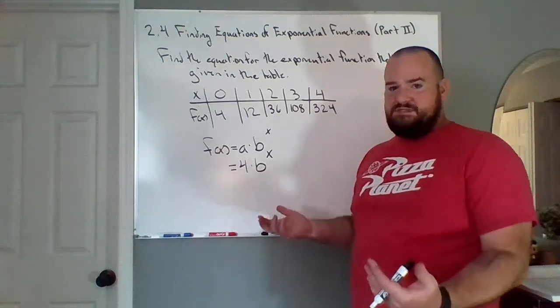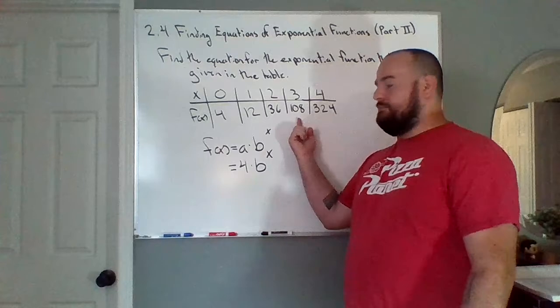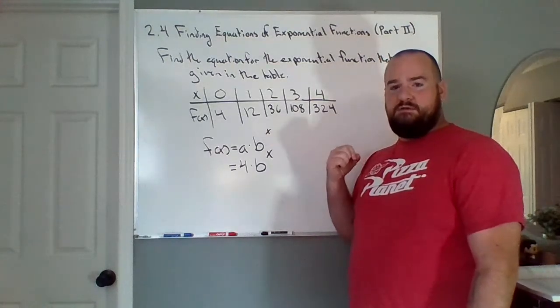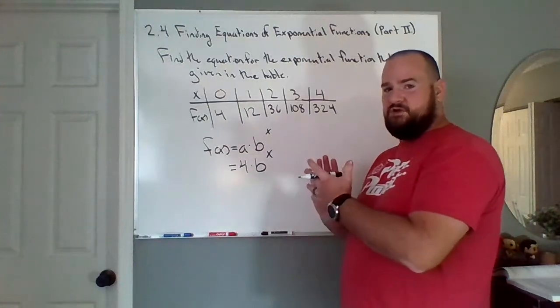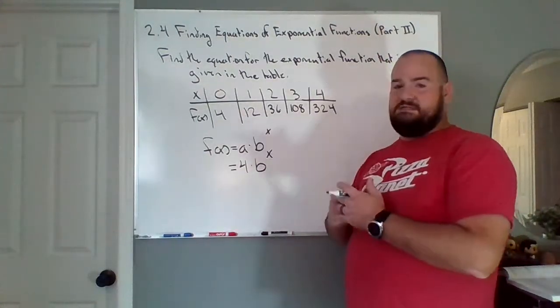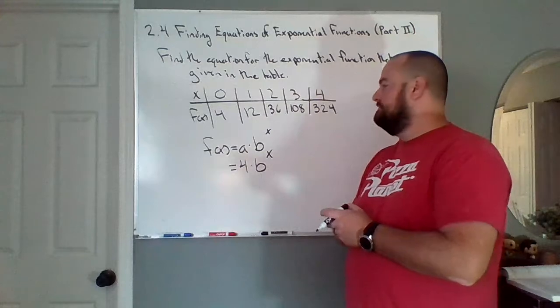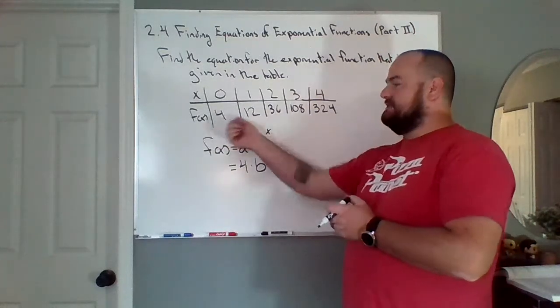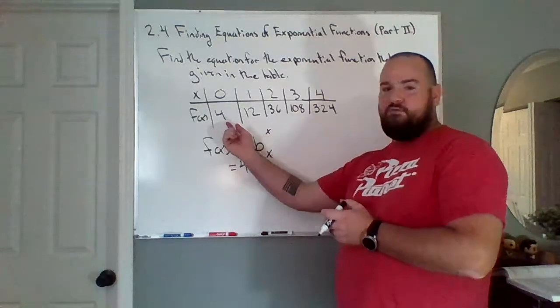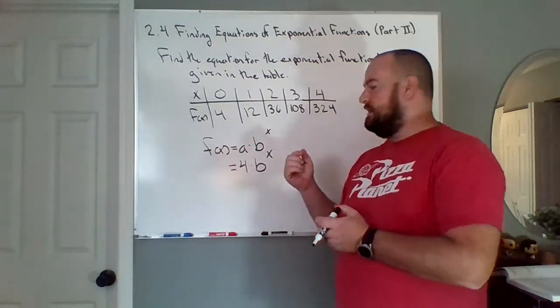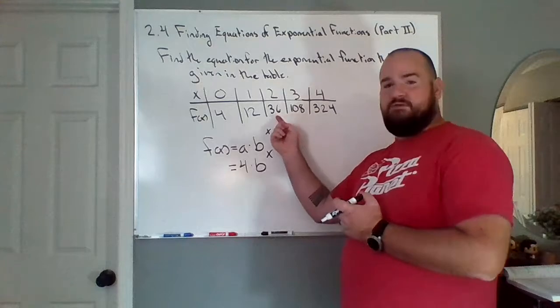And to do that, it's really simple. We can take any output and divide it by the previous one. Now this is assuming we are given an exponential function, and we are, because we're told this is an exponential function. I can make any one of these outputs, and divide it by the previous one. I can't do that with 4 because we don't know the previous input. So I can do 108 divided by 36.